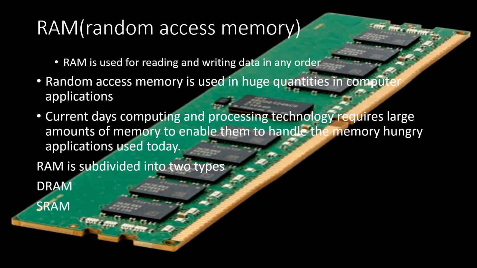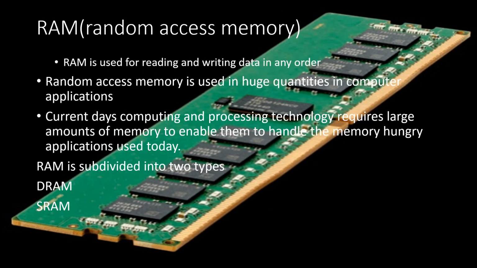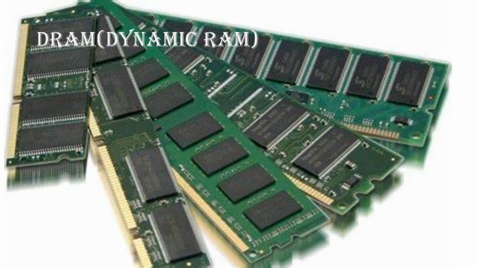RAM, it is random access memory. RAM is used for reading and writing the data in order. Random access memory is used in huge quantities in computer applications. Nowadays, computing and processing technologies require a large amount of memory to handle the memory hungry applications used today. RAM is subdivided into two: static random access memory and dynamic memory.